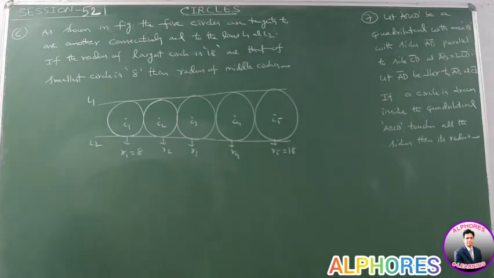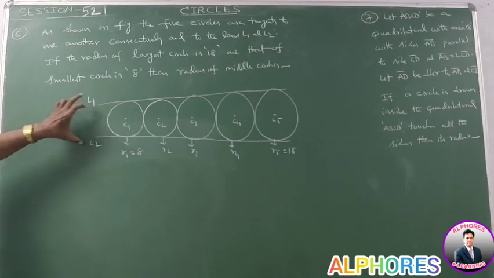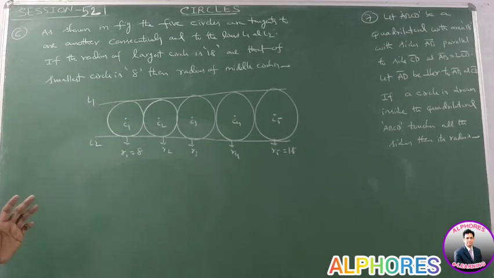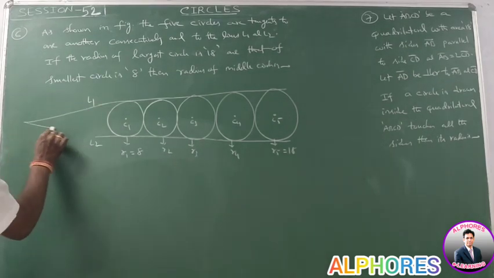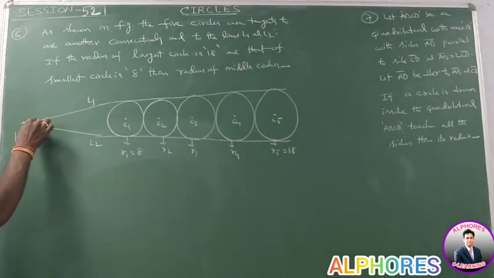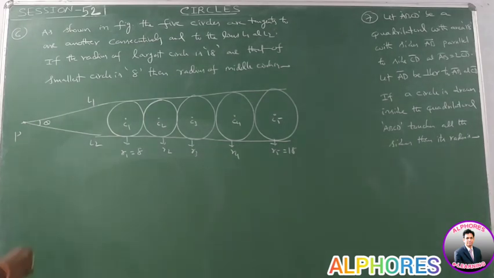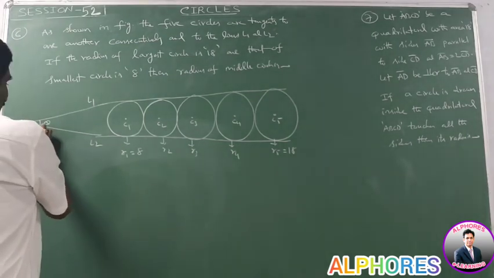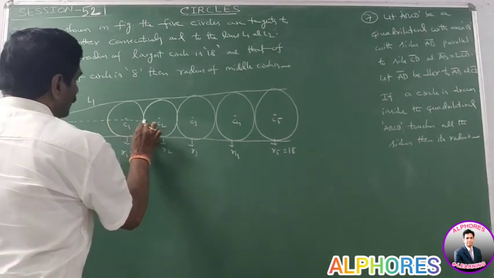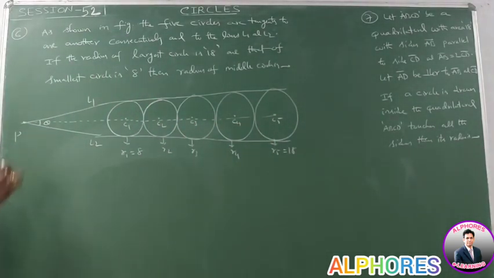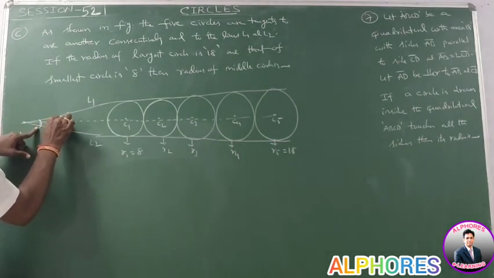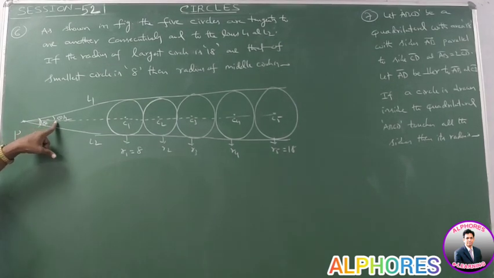Okay, please note the diagram. L1, L2 are nothing but direct common tangents of every pair of circles. Suppose we extend these two lines L1, L2. They intersect at a particular point P. Say this angle is theta. The line joining the point of intersection and the centers are collinear. So join this in this way. This angle is total theta, this angle is automatically theta by 2.